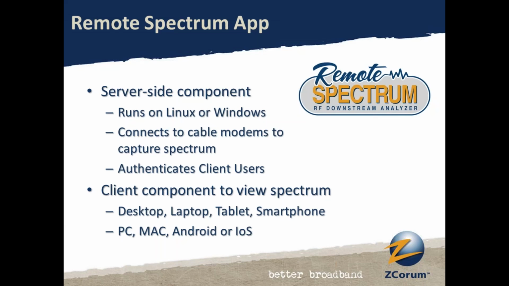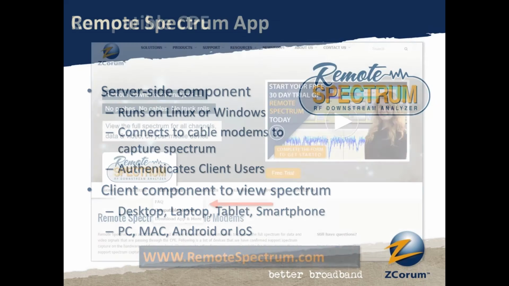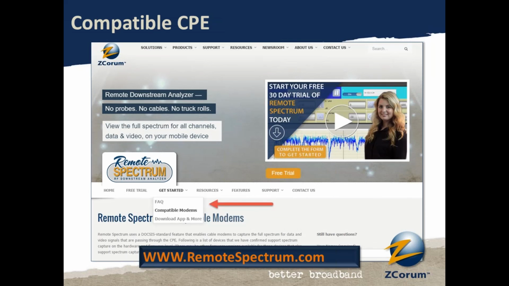And then there's the client app, and that's what you use to view the spectrum. That can be viewed on a desktop, laptop, tablet, smartphone, and the various permutations of that. So that's how the product works. And we're going to take questions here in a moment, but I know one of the first questions is going to be, well, how do I know if devices are compatible? There's not a list that I'm aware of out there.